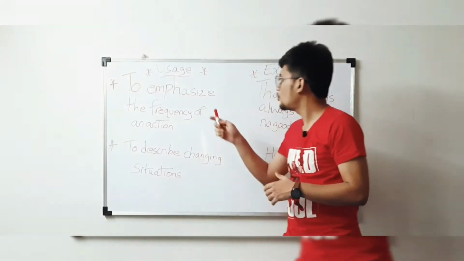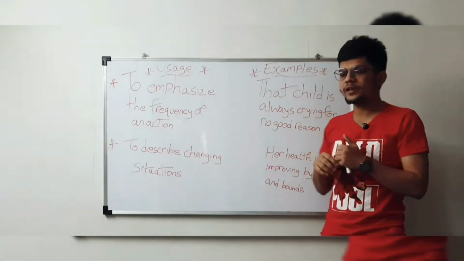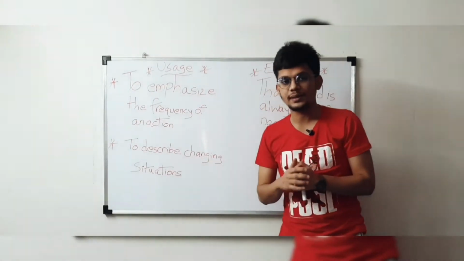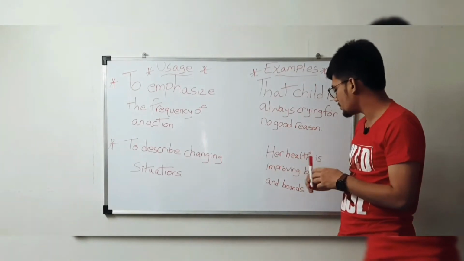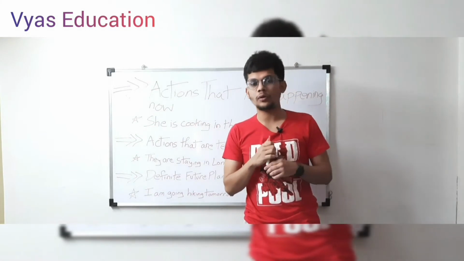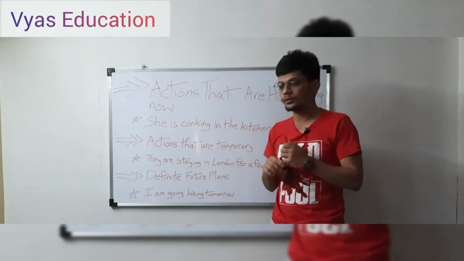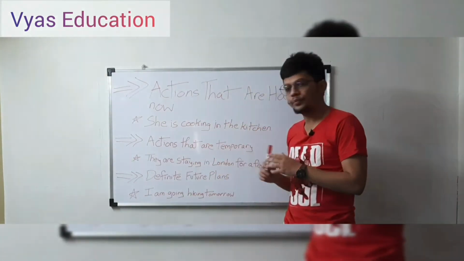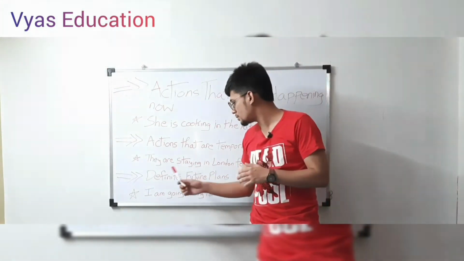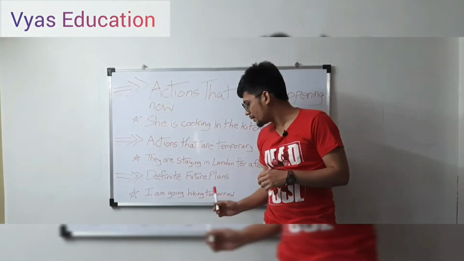Next usage, to emphasize the frequency of an action. Its example, that child is always crying for no good reason. Another one, to describe changing situations, and its example is her health is improving by leaps and bounds. We use present continuous tense to talk about actions that are happening now, for example, she is cooking in the kitchen. For actions that are temporary, for example, they are staying in London for a few days. And for actions which have definite future plans, for example, I am going hiking tomorrow.